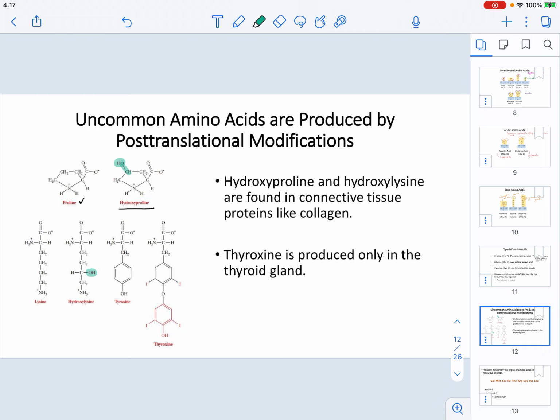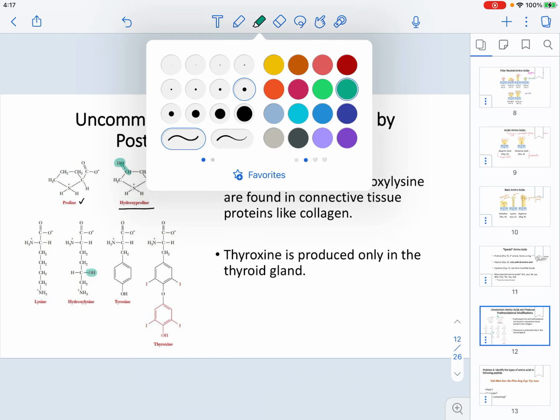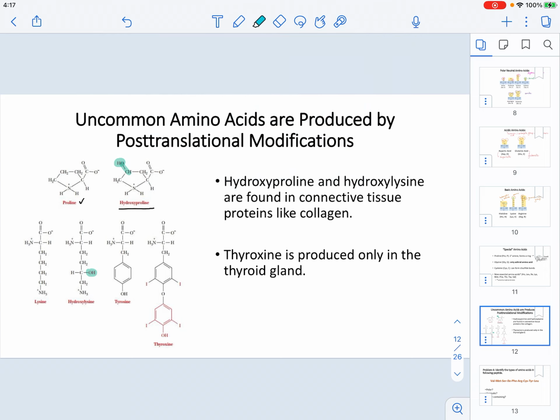And when we look at the difference in terms of structure, you can see that we have iodines that have been added to the benzene ring that was part of tyrosine, and in addition we have an extra group that is another benzene ring that has two iodine groups and a hydroxyl group. So again, these are examples of some uncommon amino acids that are still present in the human body.